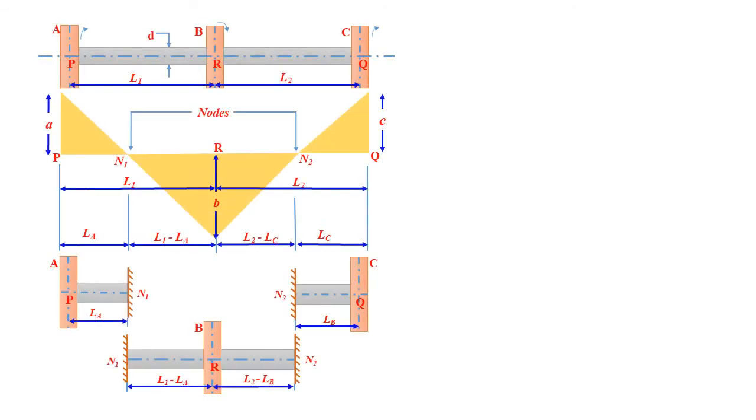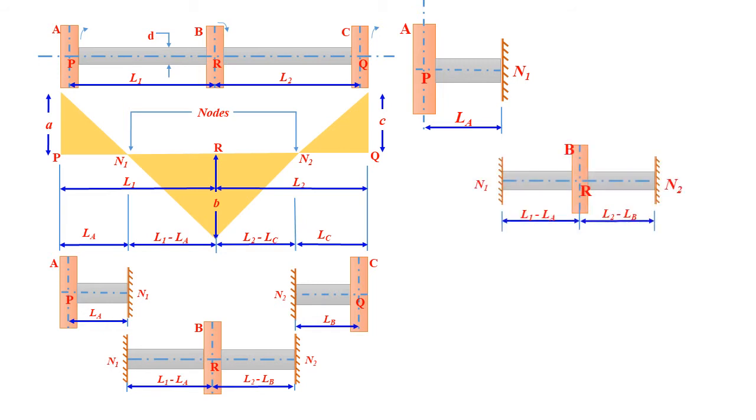To find out natural frequencies of a 3-rotor system, we can consider these 3 rotors independently. That is, rotor A is attached to the shaft N1P of length LA. Rotor B is mounted on the shaft N1N2, where N1, N2 are fixed ends, and rotor C is mounted on the shaft N2Q of length LC. N2 is fixed.